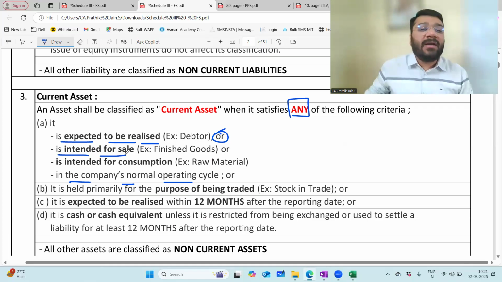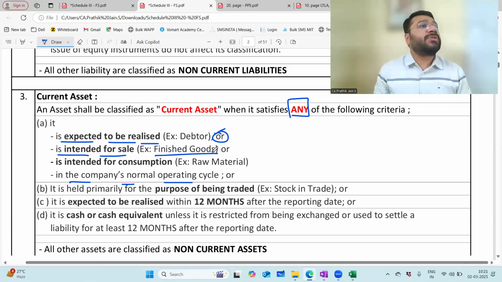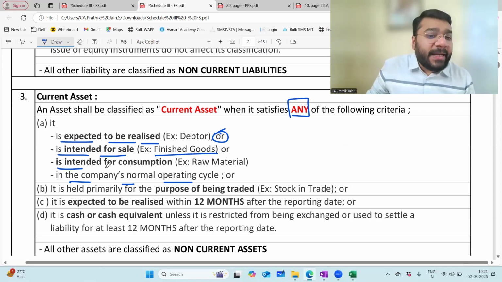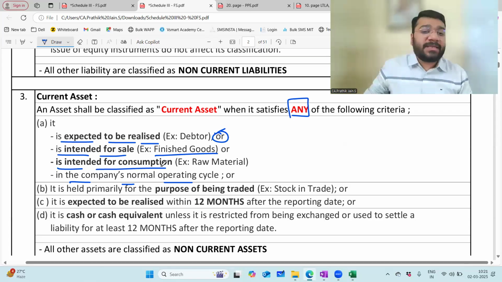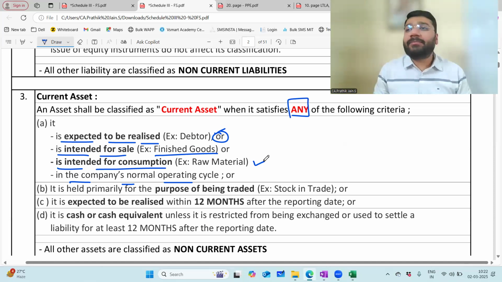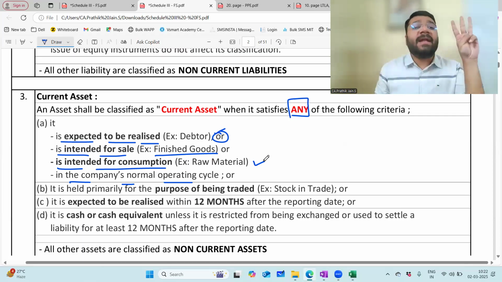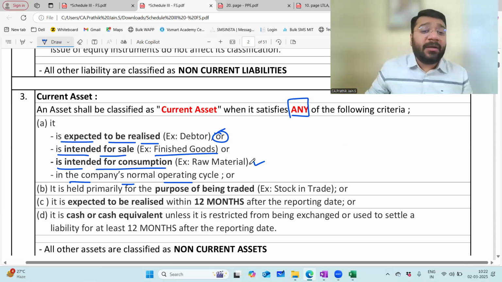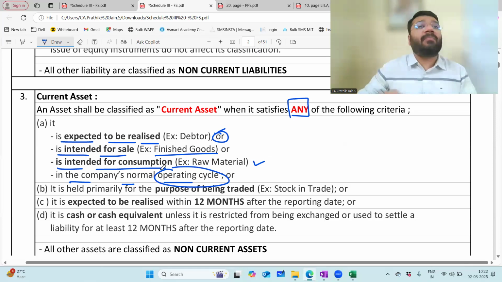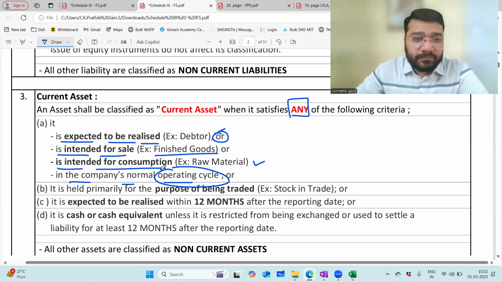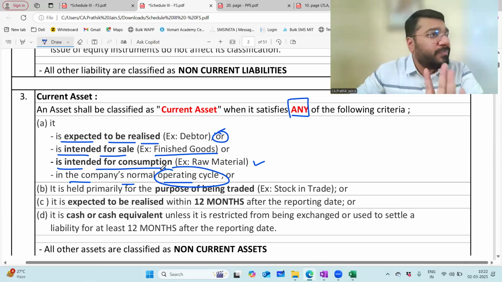Or a current asset is an asset which is intended for sale. So which item is intended for sale? Finished goods. Or it is intended for consumption, for example raw material. So an asset shall be classified as current asset if it is expected to be realized or is intended for sale or is intended for consumption, during the operating cycle period of the company. Any problem? Any difficulty understanding this? Easy one?